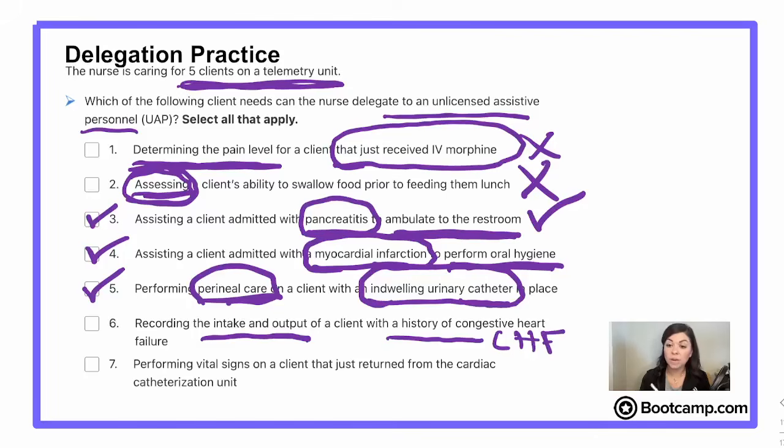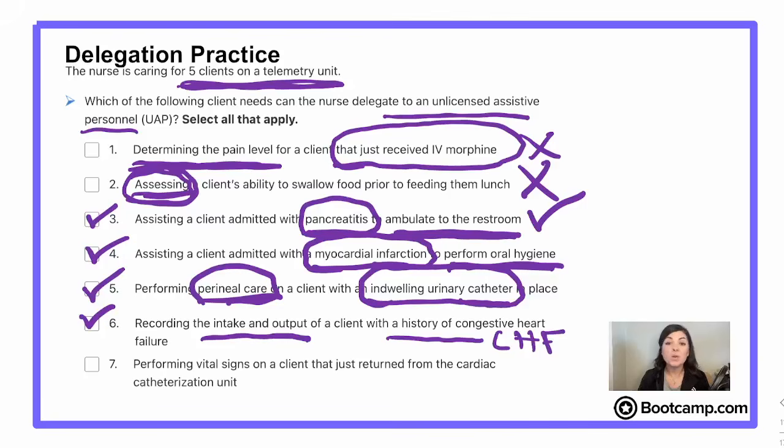Yeah, very good point. Or suspected UTI, maybe. It's a good point. So I'm seeing some yeses to option 6, that y'all think it is appropriate for that UAP to collect intake and output on a client with CHF, and I agree. Great job. Now, once again, let me give you an example of when this might not be the case.